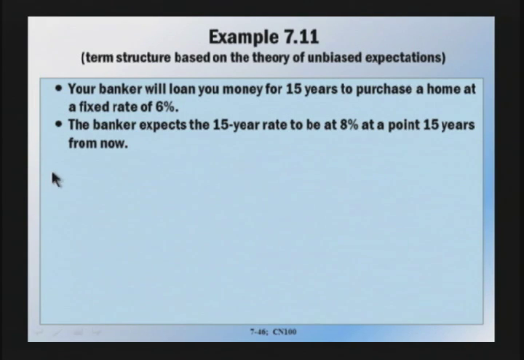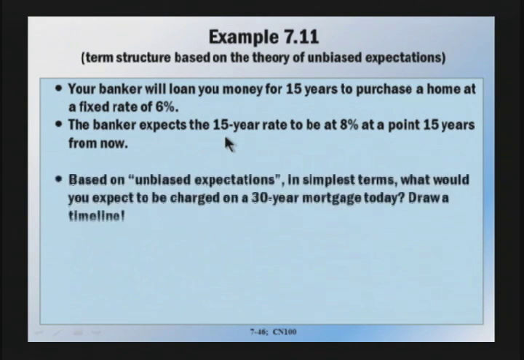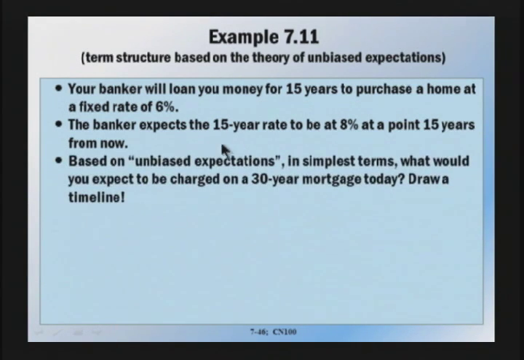If they loan you money for 30 years, they'll lock in a rate today, so they will not be in a position to be able to loan it out again in 15 years. You'll still be paying the loan off, and you will have that fixed rate for the entire 30 years. So based on unbiased expectations in simplest terms, we could kind of guesstimate what the 30-year mortgage rate might be.